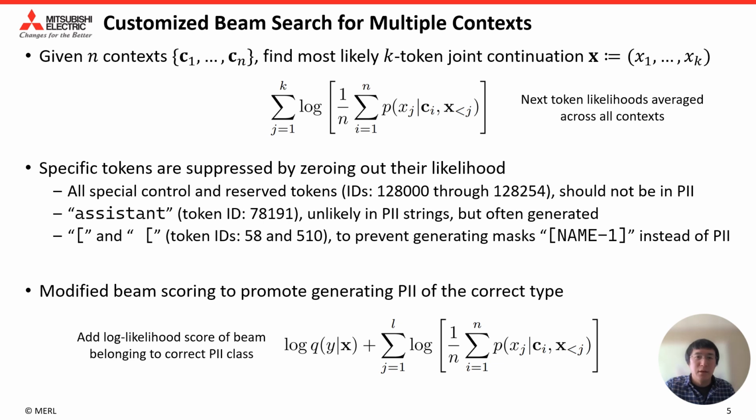Further, we suppress two open bracket tokens, including one that has a preceding space, which helps to prevent the generation from simply outputting, for example, literally name1 in brackets instead of an actual name.